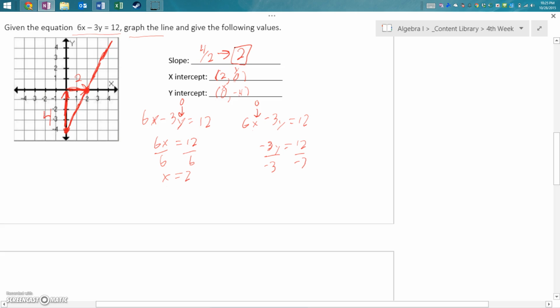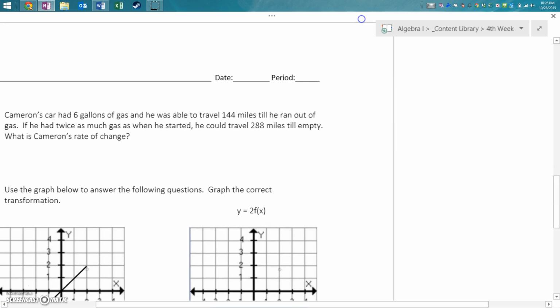Now you could also have started with solving for y, and once you solve for y, then you'll have the slope-intercept form. So that would be the slope, and that would be that part of your information. And then this number here at the end would be your y-intercept, and that would be this piece of your information. And you would just read the graph after graphing it to get the x-intercept after that. Okay, continuing. So this is the second page.